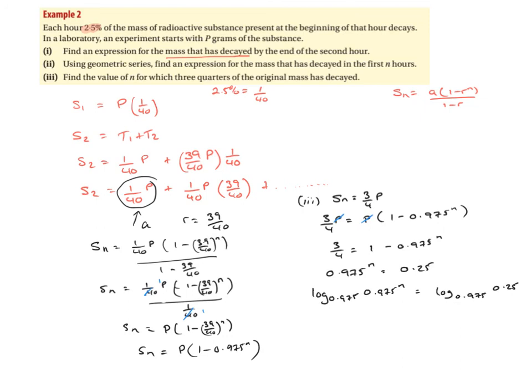We know that the left hand side is going to collapse down now, and we're going to be left with n, and n is equal to 54.76 to 2 decimal places.